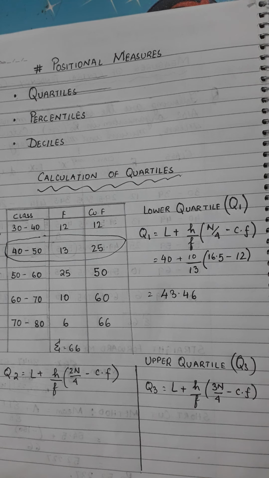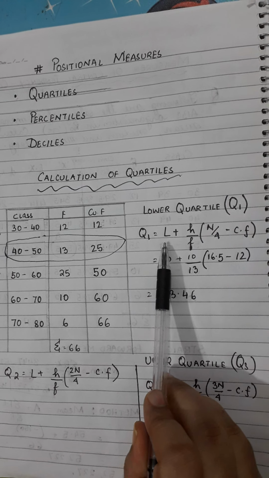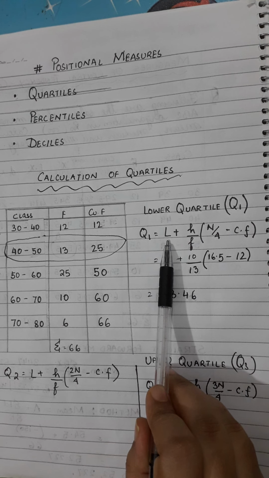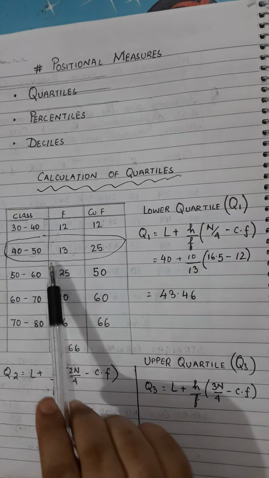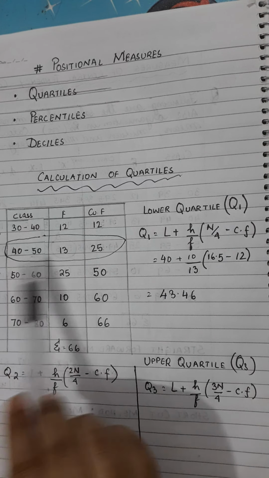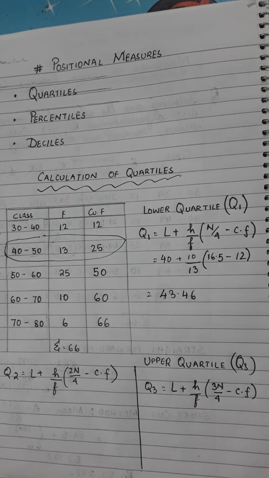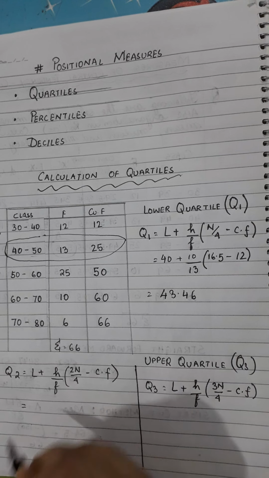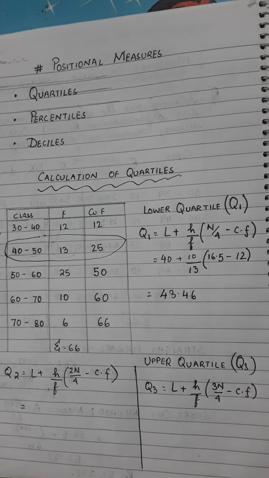Now we go ahead to find the second quartile. The L definitely corresponds to the lower class limit or lower class boundary for the particular continuous distribution. If it's a continuous distribution, the lower class limit and lower class boundary are the same. But if it's a discontinuous distribution, you have to convert it into a continuous distribution, and then take the lower class boundary. Now we talk about the second quartile. As I was telling you, it corresponds to your median.